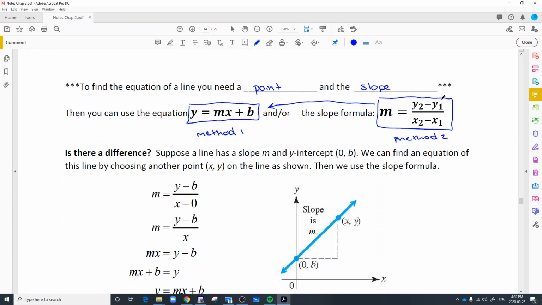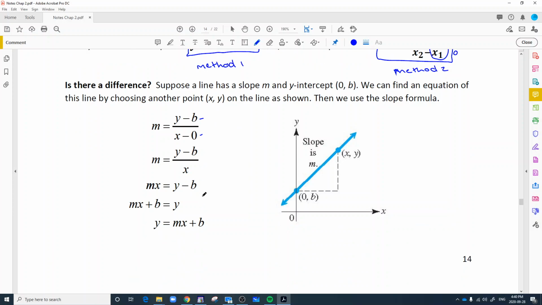If I were to put in a y-intercept as (0, b), so let's say I had a y-intercept at (0, b), and I simplify the slope formula using that y-intercept, I would get m is equal to (y minus b) over x. Then I'd multiply both sides by x to get rid of my denominator. I end up with mx equals y minus b, and then I would add b to each side, and I end up with y equals mx plus b. So the slope-intercept formula really is the slope formula. It's just condensed to only show the y-intercept instead of 2 points.